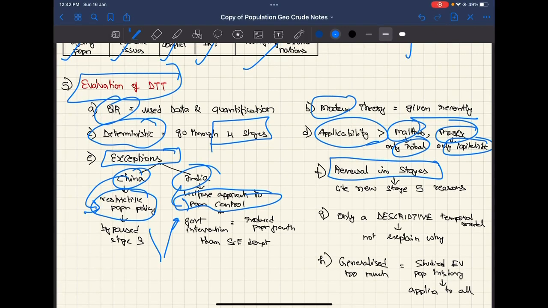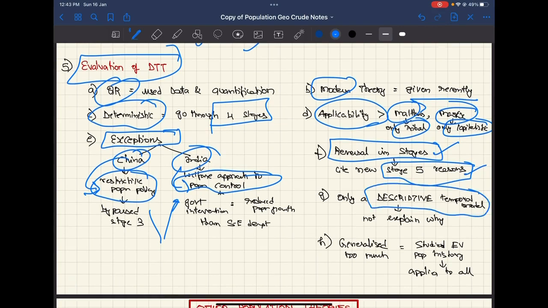It doesn't talk about reversal in stages, but we can cite the stage 5 reasons as a reversal of the stages. It is only a descriptive temporal model. It does not explain why this happens. It is generalizing too much. It studied the European population history, but it applies the same thing to the whole world.